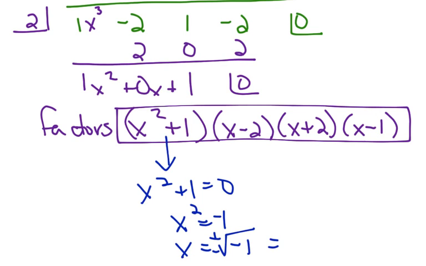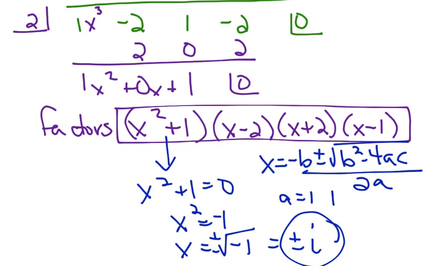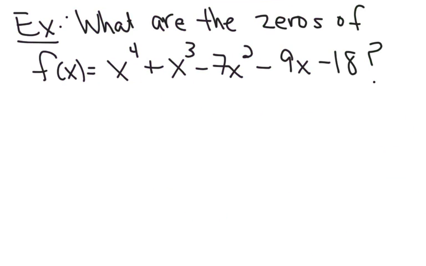Or you can remember that the square root of negative 1 is i. So these are my other two solutions. If you use the quadratic formula, x equals negative b plus or minus the square root of b squared minus 4ac all over 2a, then your a would be 1, b would be 0, and c would be 1.